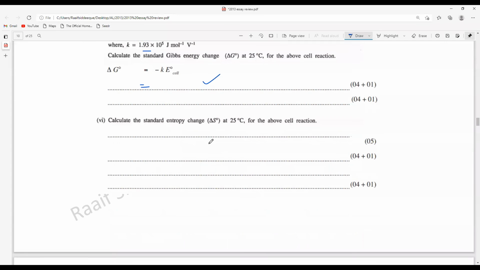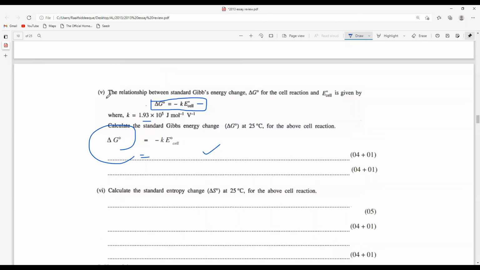You have to find entropy. So what is the equation? Delta G is equal to delta H minus T delta S. So that is the normal typical equation for Gibbs free energy. So you know delta G from this question number 5.